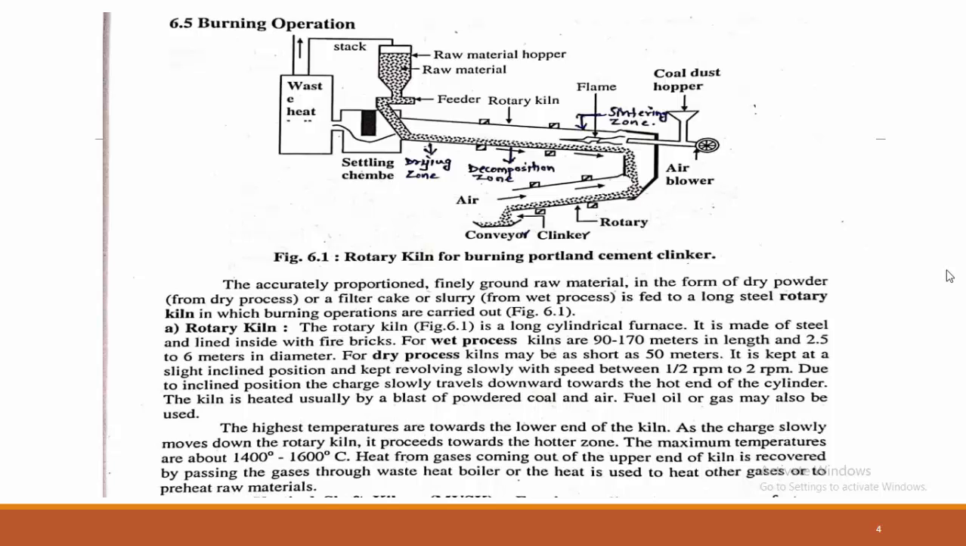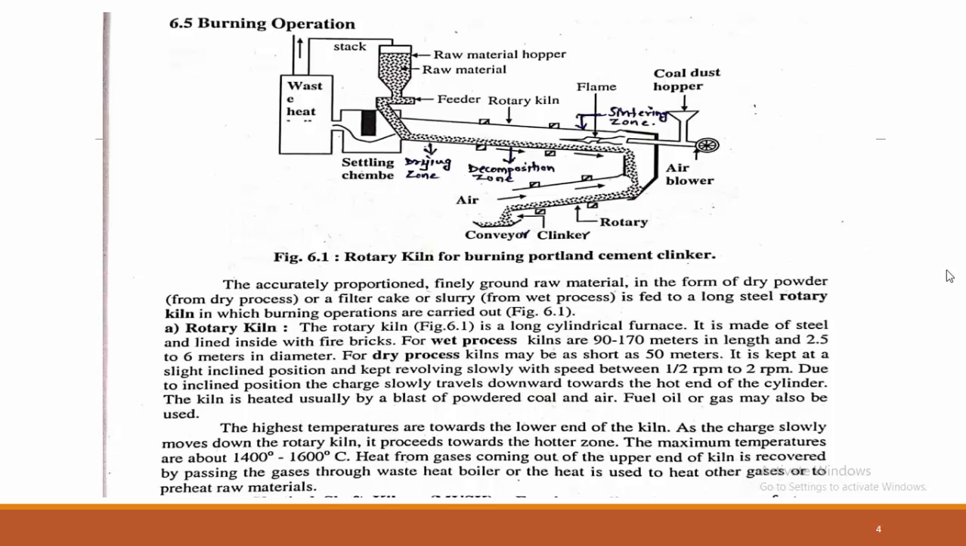We have already seen that the raw materials are properly proportioned, ground and mixed properly, and separated clearly; that is, the physical treatment was done. Now all the raw material is ready to be fed into the kiln, that is the rotary kiln, for the burning operation, where the raw meal, the dry powder, or the slurry from the wet process, is fed into a long steel rotary kiln in which the burning operation is carried out.